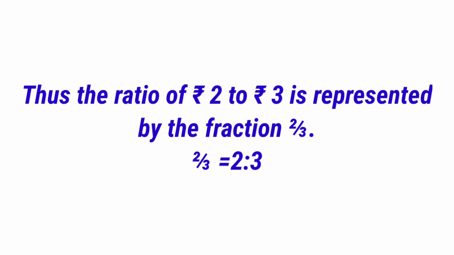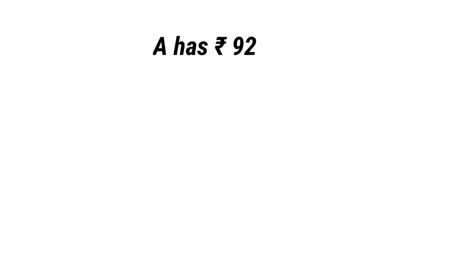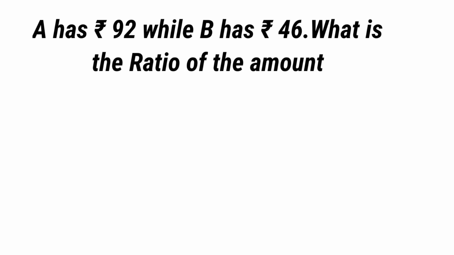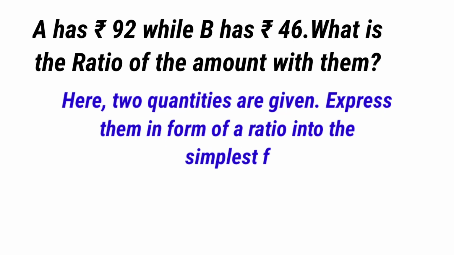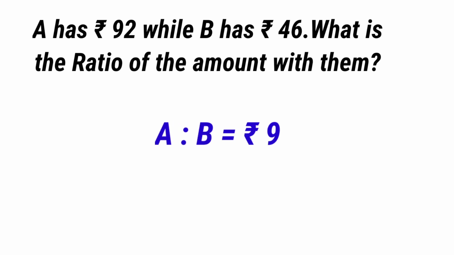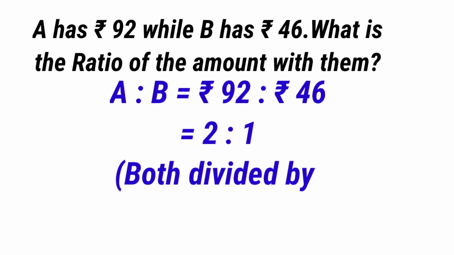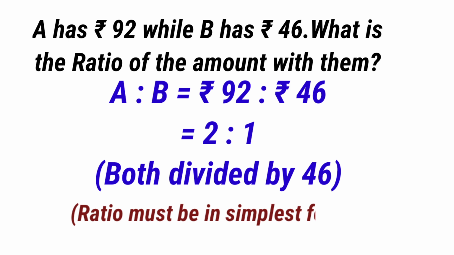Let us go how to find out the ratios. A has rupees 92 while B has rupees 46. What is the ratio of the amount with them? Here two quantities are given, that is rupees 92 and rupees 46. That means A is to B is equal to rupees 92 is to rupees 46. As we know, ratio does not require any unit. So both are divided by 46. We have 2 is to 1 in the simplest form. Ratio is always in simplest form.